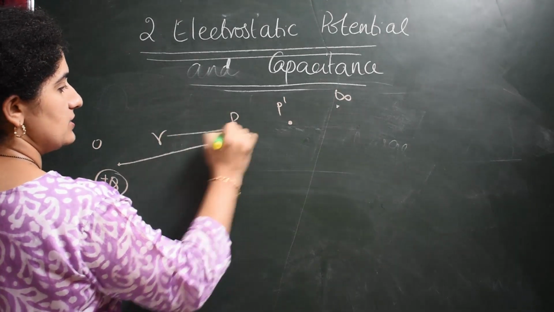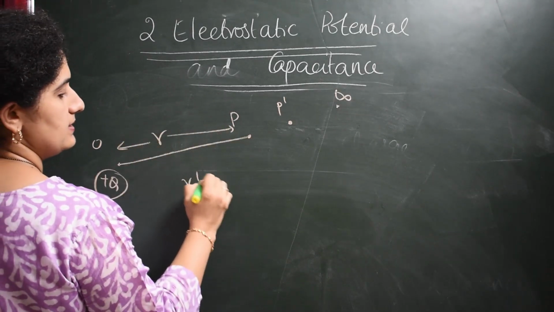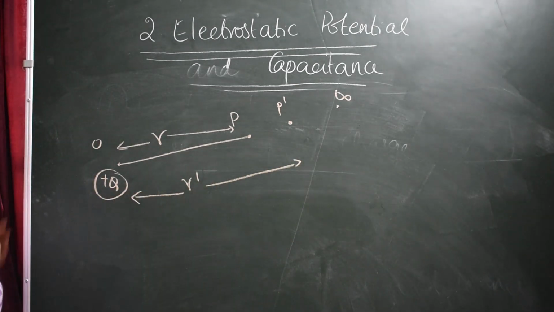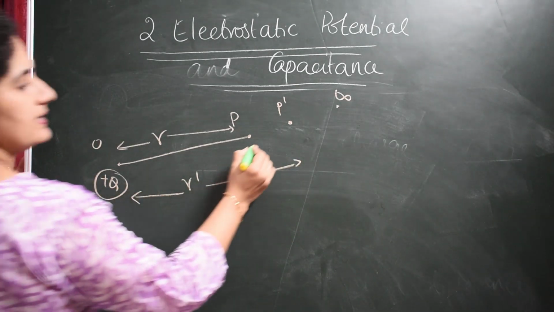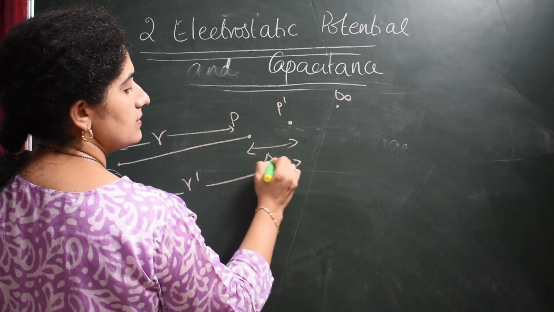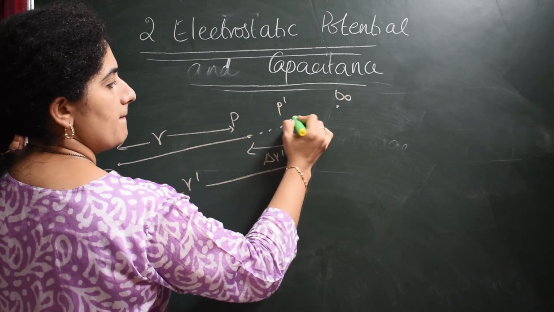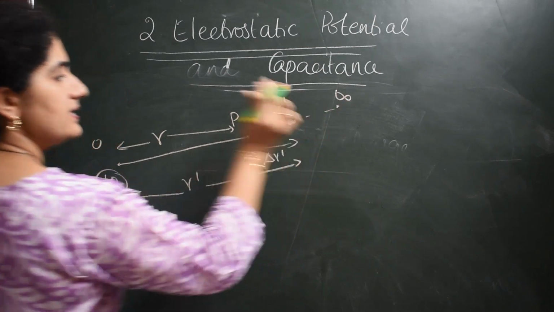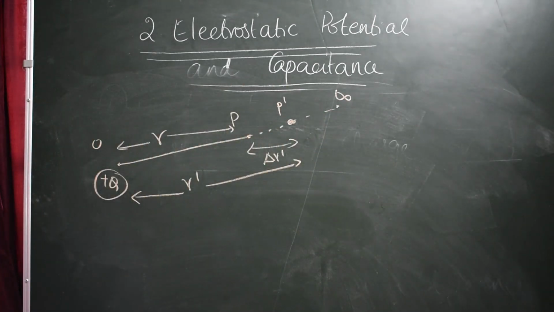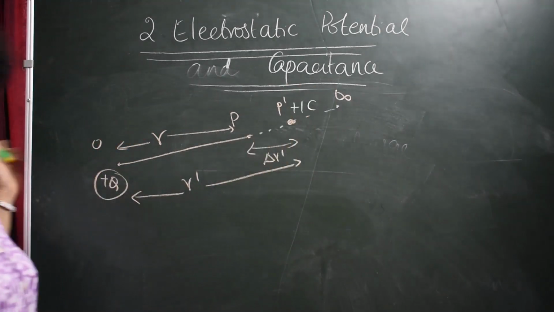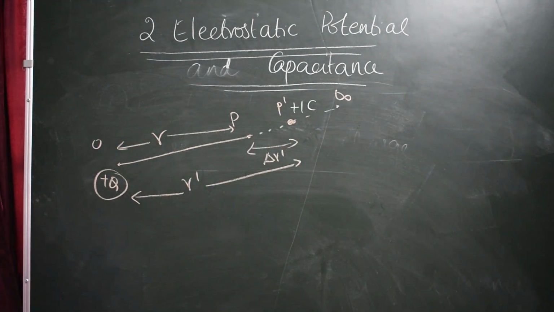So this is at a distance of r. This is r dash. Let this be delta r dash. Place 1 coulomb at this point, plus 1 coulomb, unit positive charge. Find out the electrostatic potential.